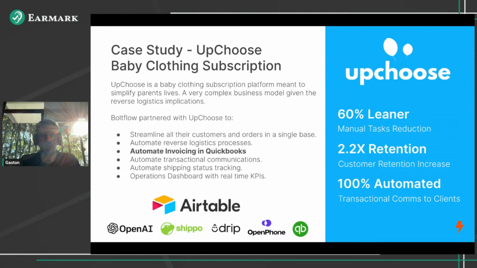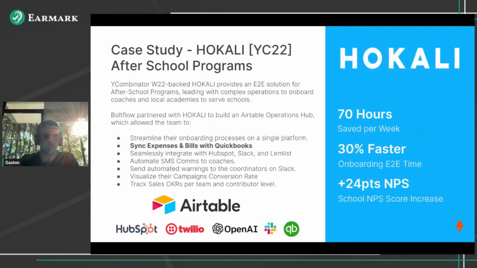And thanks to these automations, we reduced manual tasks by 60%. We increased customer retention by 2.2x, and we automated all the transactional comms to their customers. And a second example that I wanted to showcase, also with QuickBooks, is Hokali. Hokali has a really interesting business model. They provide end-to-end solutions for after-school programs, and they work really closely with schools.